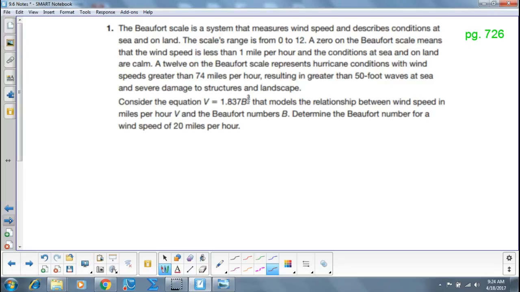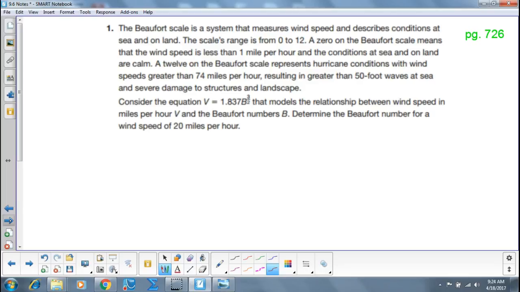The Beaufort scale is a system that measures wind speed and describes conditions at sea and on land. The scale's range is from 0 to 12. A 0 means that the wind speed is less than 1 mile per hour and the conditions at sea or on land are calm. A 12 on the Beaufort scale represents hurricane conditions with wind speeds greater than 74 miles an hour, resulting in greater than 50-foot waves at sea and severe damage to structures and landscape.